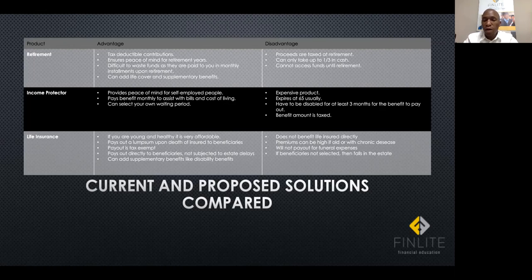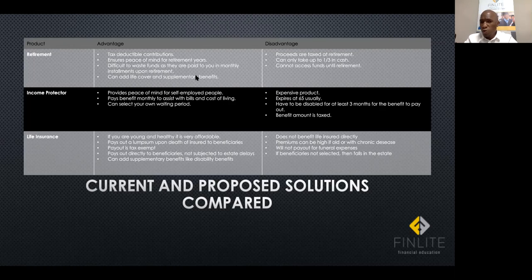And then it ensures peace of mind, obviously, when you retire. It is difficult to waste funds as they are paid to you on a monthly basis, like an annuity. At the end of the term, maybe at 55, which is early retirement, or at 65, which is the actual retirement, you are able to get the money, but you get one third of it as a lump sum, which some people consider a disadvantage. The rest is given to you as an annuity. The benefit of that annuity is that you get money monthly, unlike getting a huge lump sum, which might be a challenge, as other people have gone and wasted it.